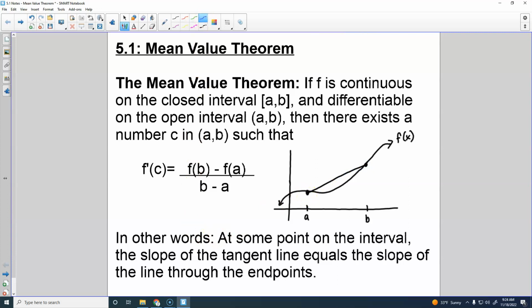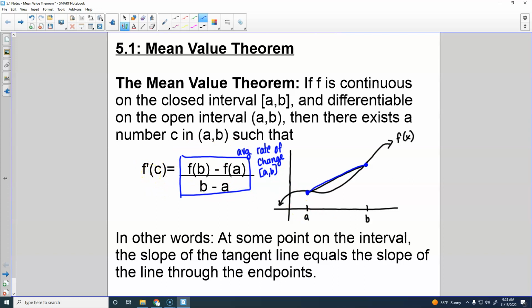So let me do this in blue. So the slope between the endpoints on that segment. This is the average rate of change from a to b. All right, that's our average rate of change. So it tells us that there's got to be a c somewhere between a and b, so here on the x-axis, where f prime of c equals this.